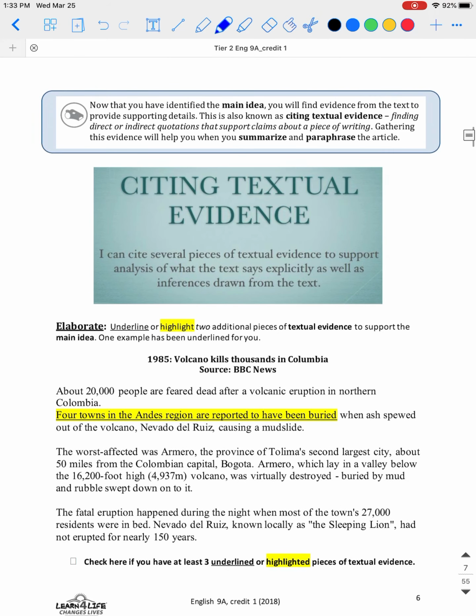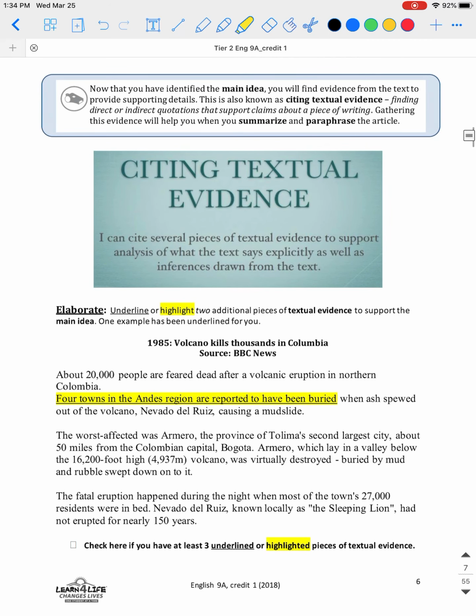So now we're going to go on to citing textual evidence. Now that you've identified the main idea, you will find evidence from the text to provide supporting details. This is also known as citing textual evidence, finding direct or indirect quotations that support claims about a piece of writing. Gathering this evidence will help you summarize and paraphrase this article.